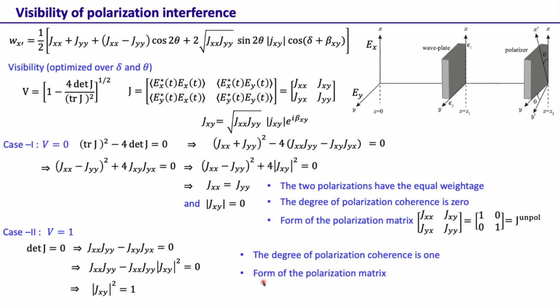Now what is the form of the polarization matrix here? The form of the polarization matrix here is of this form, B D, D star C, where the determinant BC minus DD star is equal to 0, and B has to be greater than 0 and C has to be greater than 0. So that's the condition we have. That is the form of the polarization matrix we get when visibility is equal to 1, and we can call this one J polarized, that is, completely polarized light.